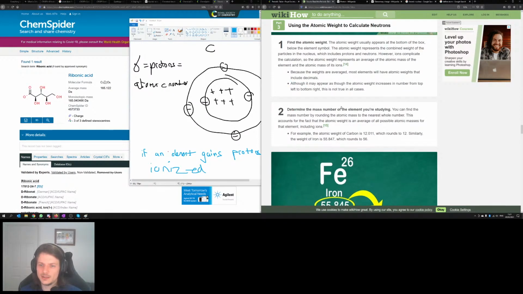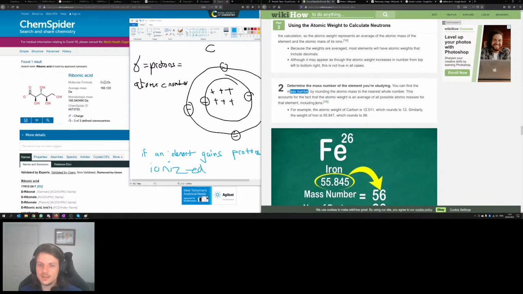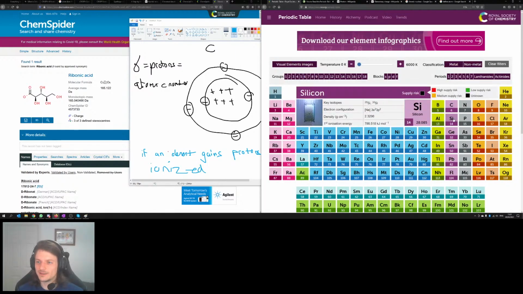Determine the mass number of the element you're studying. You can find the mass number by rounding the atomic mass to the nearest whole number. This accounts for the fact that the atomic weight is an average of all possible atomic masses. Okay, you can find the mass number by rounding the atomic mass to the nearest whole number. So the atomic mass, 28, whole number is 28.